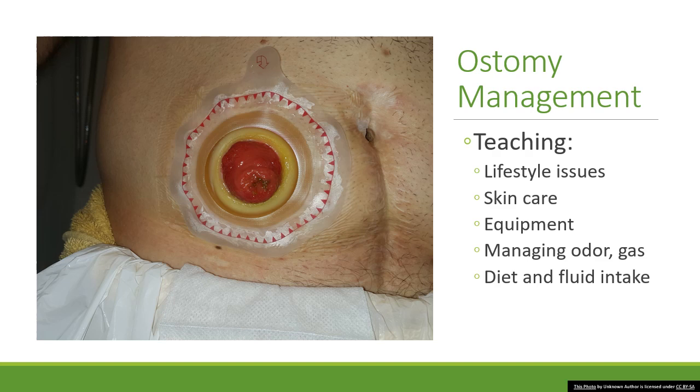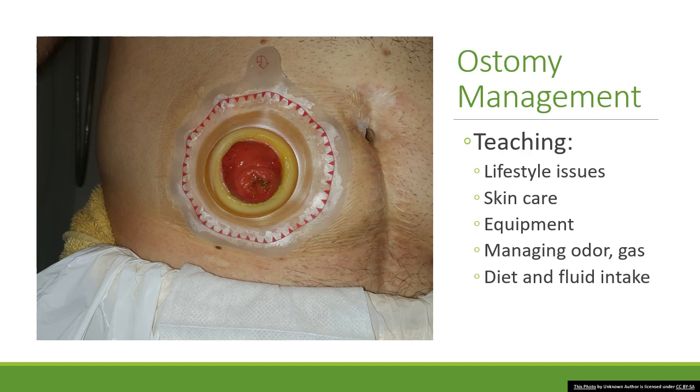So colostomy management is pretty important, and you want to teach the patient after surgery about their new ostomy. Assessing the color and the integrity of the stoma frequently is really important. A healthy stoma should be reddish pink in color and moist, and protrude about 3/4 of an inch, which is about 2 centimeters, from the abdominal wall.